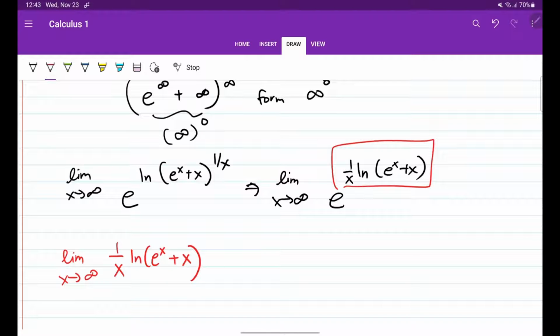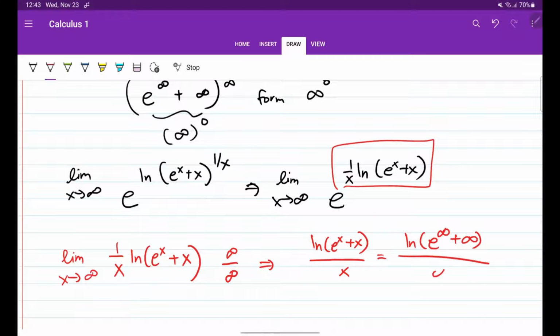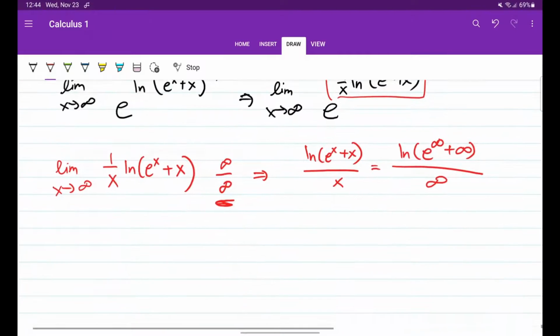Now we have the form infinity over infinity. Why did I say that? Because we can write it as ln(e^x + x) over x, and when we evaluate it, this is ln(e^infinity + infinity) over infinity. That is why we say it is the form infinity over infinity. So now we can use L'Hopital's rule.